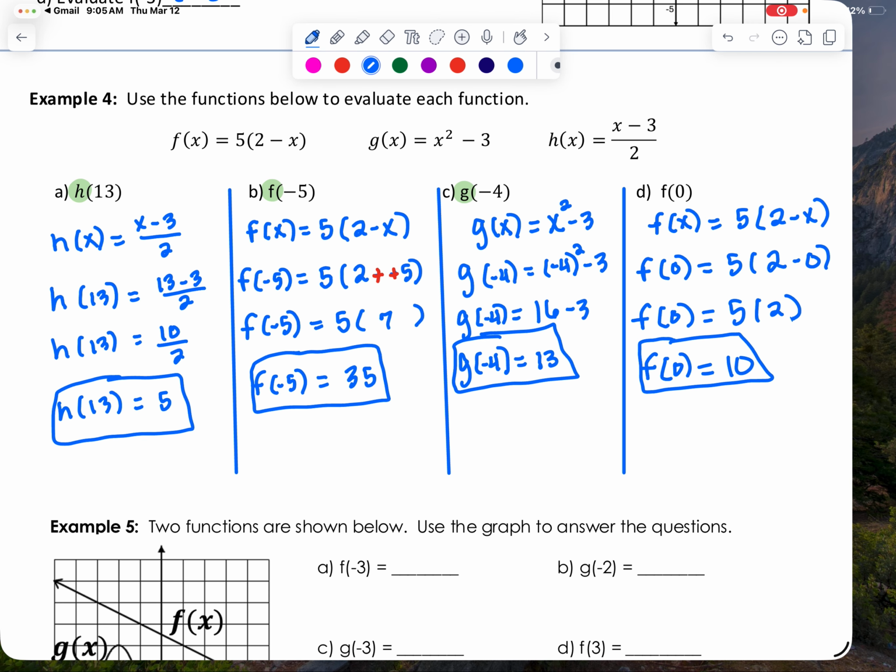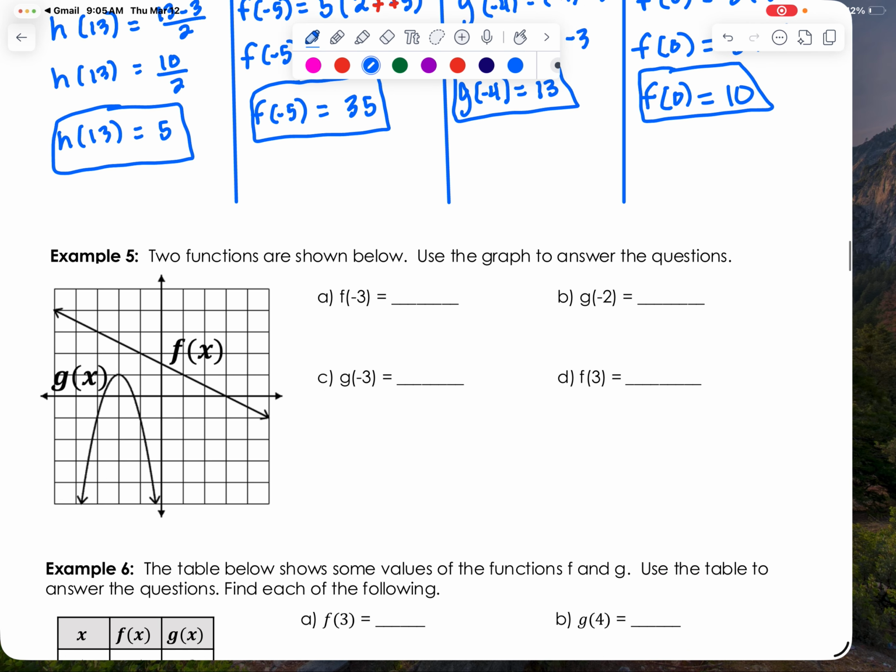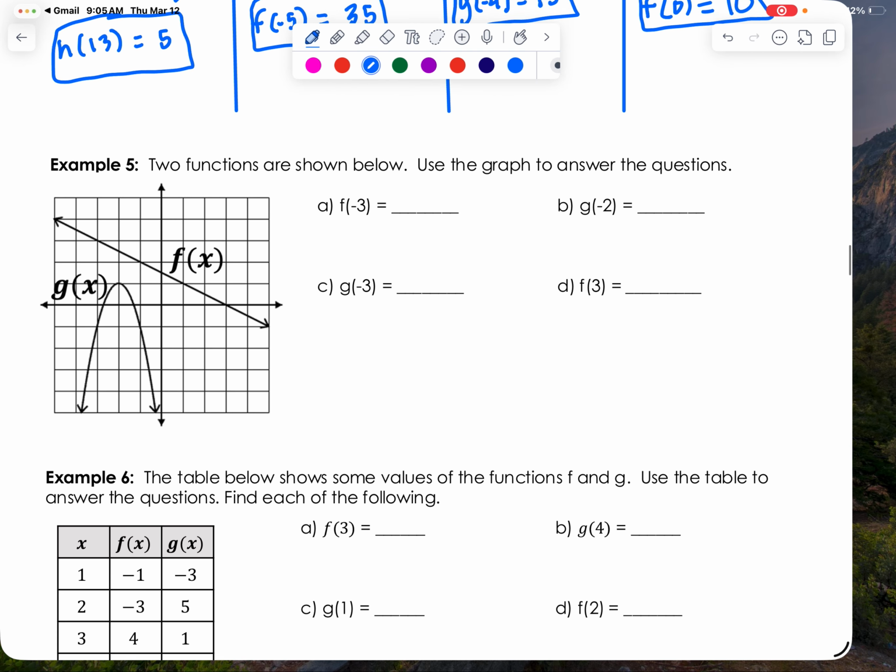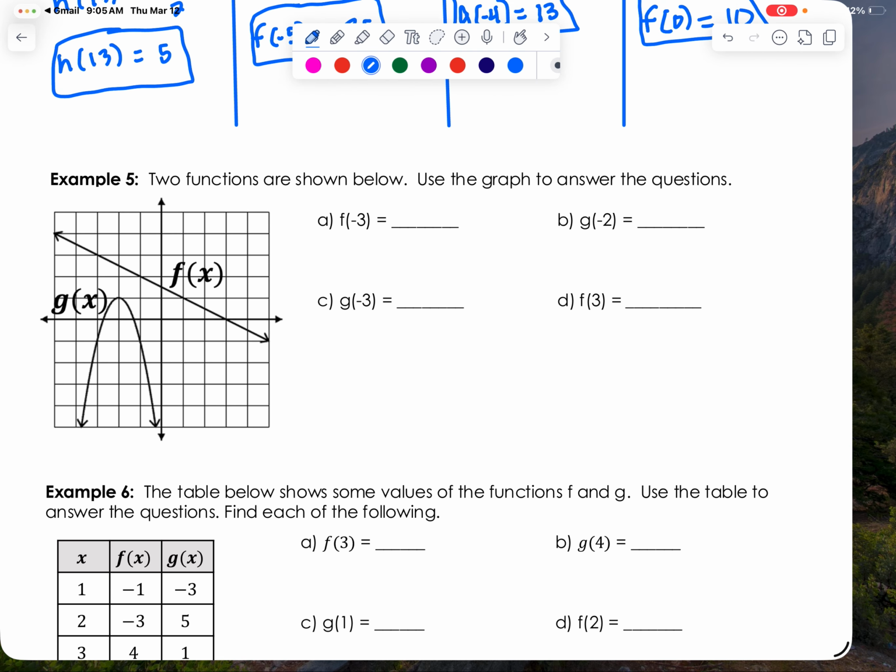All right. In example 5, two functions are shown below. Use the graph to answer the questions. On this one, you must be very careful to look at which function they're asking you to evaluate. f of x is going to represent the line, and g of x will represent this upside down U shape. So f will represent the line, and g is going to represent the U shape.